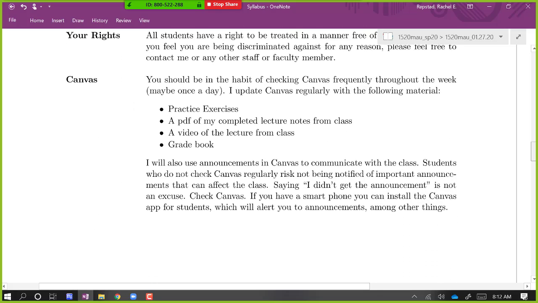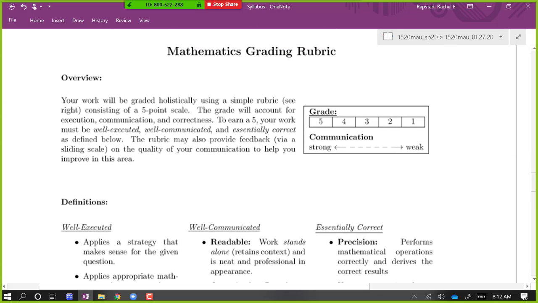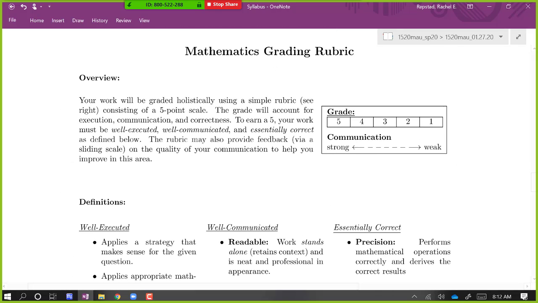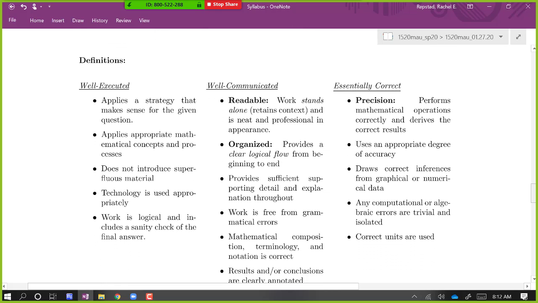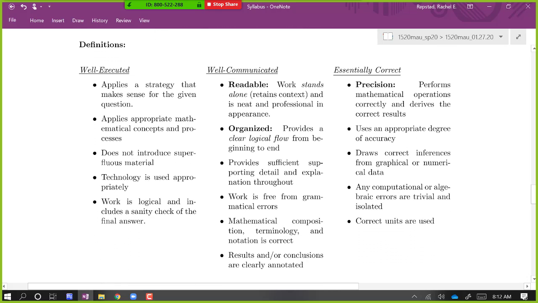Let's see. So the next thing I'll do is talk a little bit about how your work is graded. I grade your work holistically. I don't just look to see if you have a right or wrong answer. In some ways, the answer is sort of tangential to what we're getting at when we work out these problems. So when you write out a solution to a problem, I evaluate your solution based on these 3 criteria. I see whether it's well executed, whether it's well communicated, and if it's essentially correct.